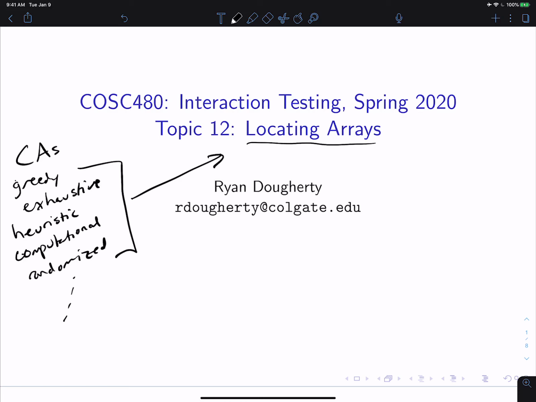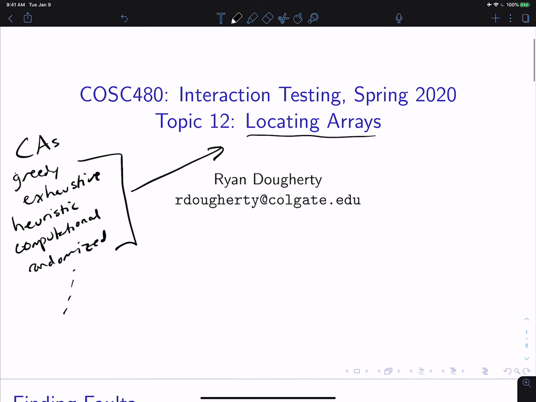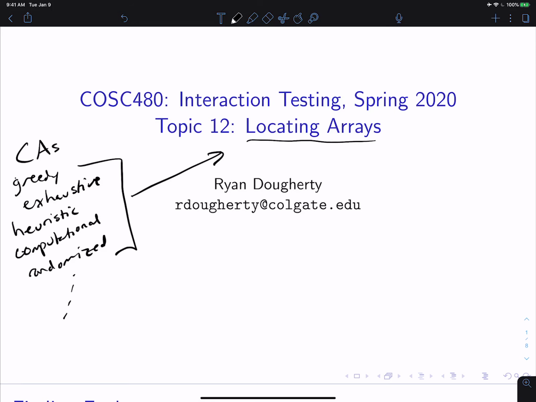One thing that you may want to investigate for your project is, can we use locating arrays for whatever project that you're doing? Or maybe say, my project idea was for covering arrays and it gets this result, and if I apply it to locating arrays, it gets this kind of result. I hope that this inspires you to not just focus on covering arrays, but also do locating arrays.